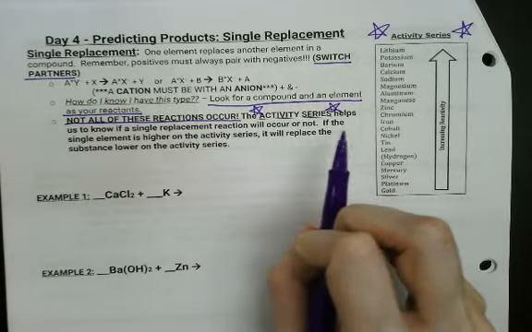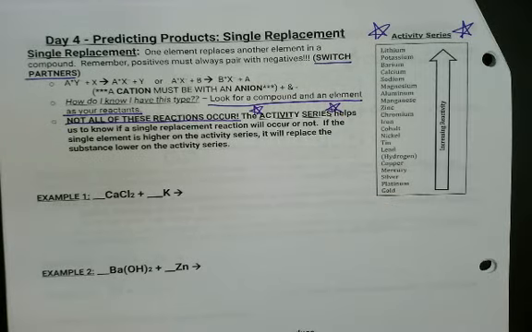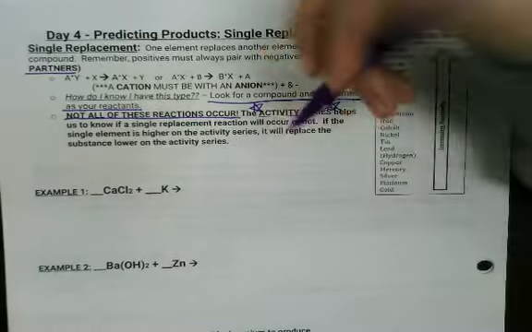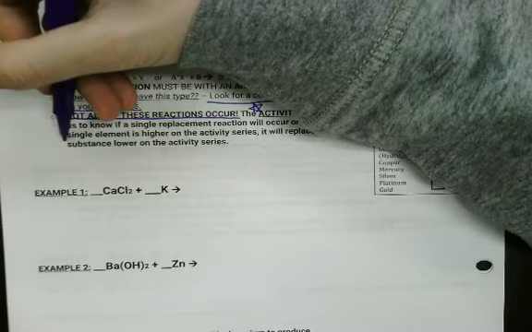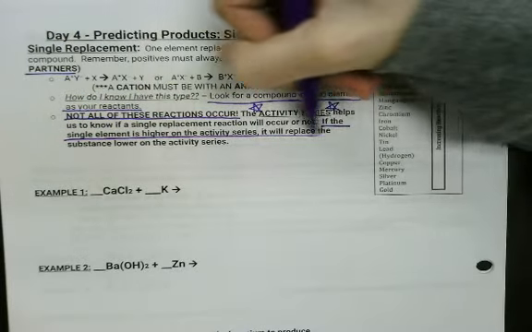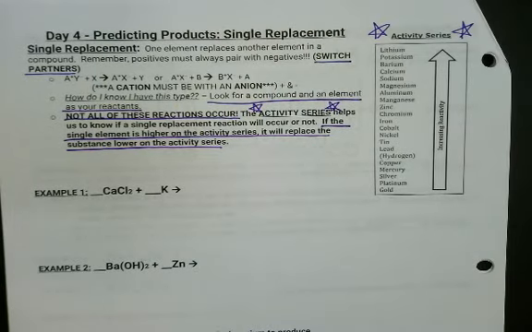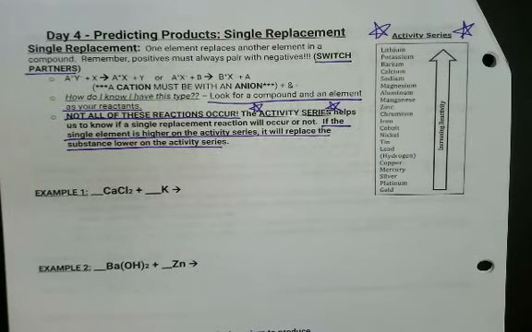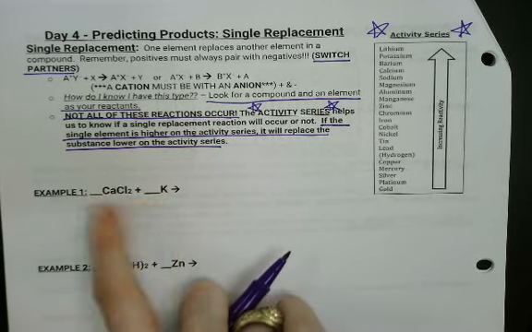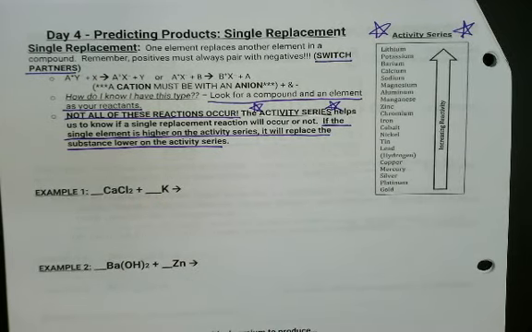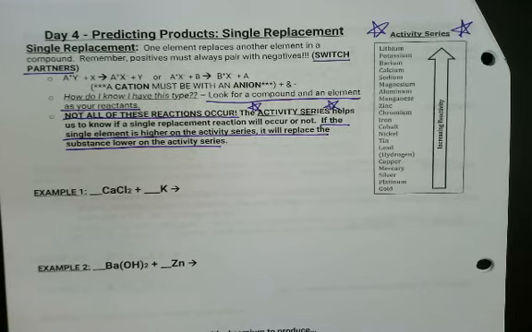So we are going to use this activity series to help us know if the reaction is going to occur, because if the single element is actually higher on the activity series, it is going to replace the substance lower on the activity series. So down here, for example, we have a compound, calcium chloride, and potassium.